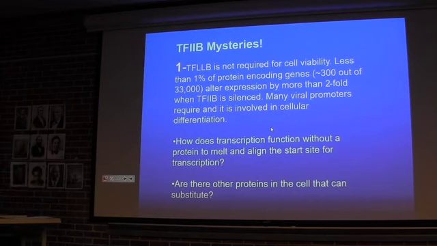Less than 1% of the coding genes have an altered expression by twofold when you completely silence TF2B. Less than 1% of the protein encoding genes have any change in their expression if you remove something as essential to this lecture as TF2B. What the hey? Why did I put this here? Many viral promoters require it, and it is involved in cellular differentiation. Differentiation is pretty important for metazoans. How does transcription function without a protein to melt and align the start site for transcription?